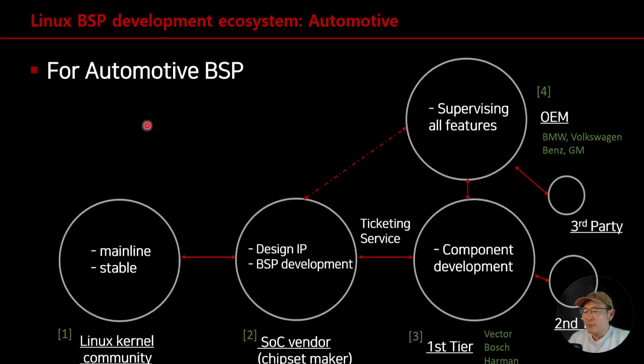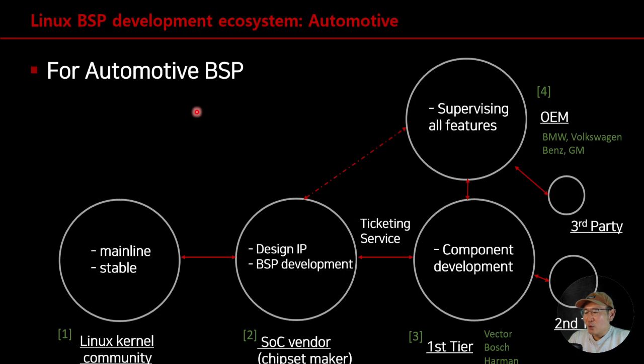In this video, I'm going to explain the ecosystem in Linux BSP development, especially for Automotive BSP. There are 4 players in the Automotive BSP ecosystem. The first player is the Linux kernel community, the second is the SoC vendor, the third is the first tier company, and the fourth is the OEM. The OEM is a car company, which includes BMW, Volkswagen, Benz, and GM.